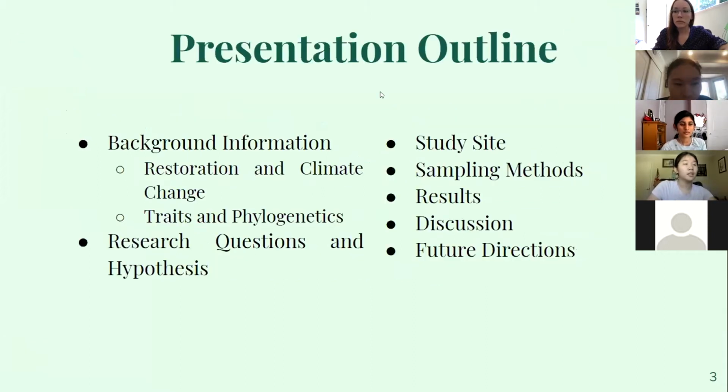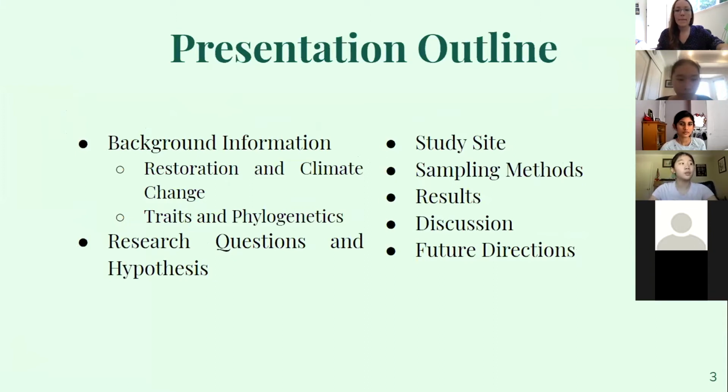Here is our presentation outline. We're first going to talk about some background information, including restoration and climate change and traits in phylogenetics. Then we're going to move on to our research questions and hypothesis, study sites, and sampling methods. And finally, we're going to talk about our results, discussion, and future directions.